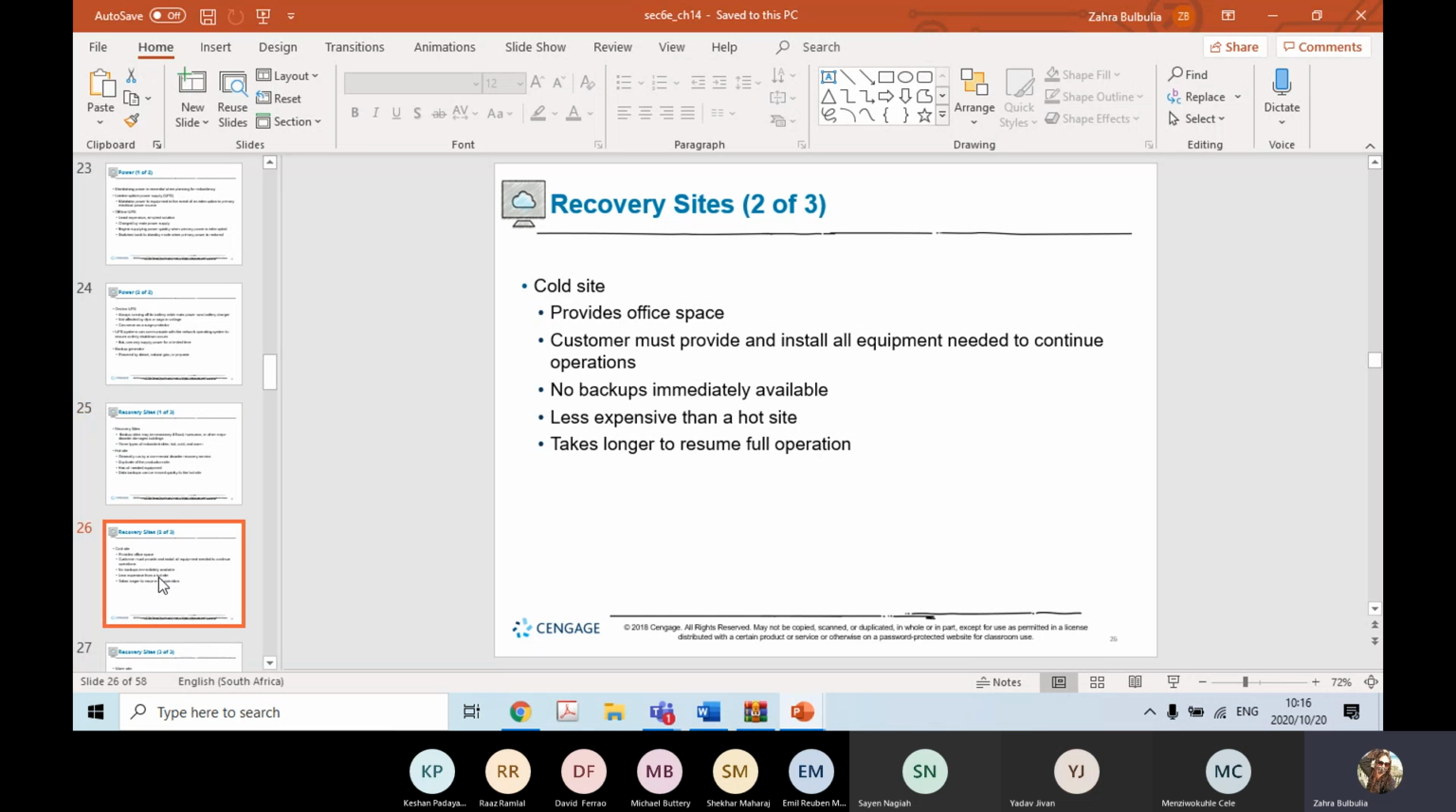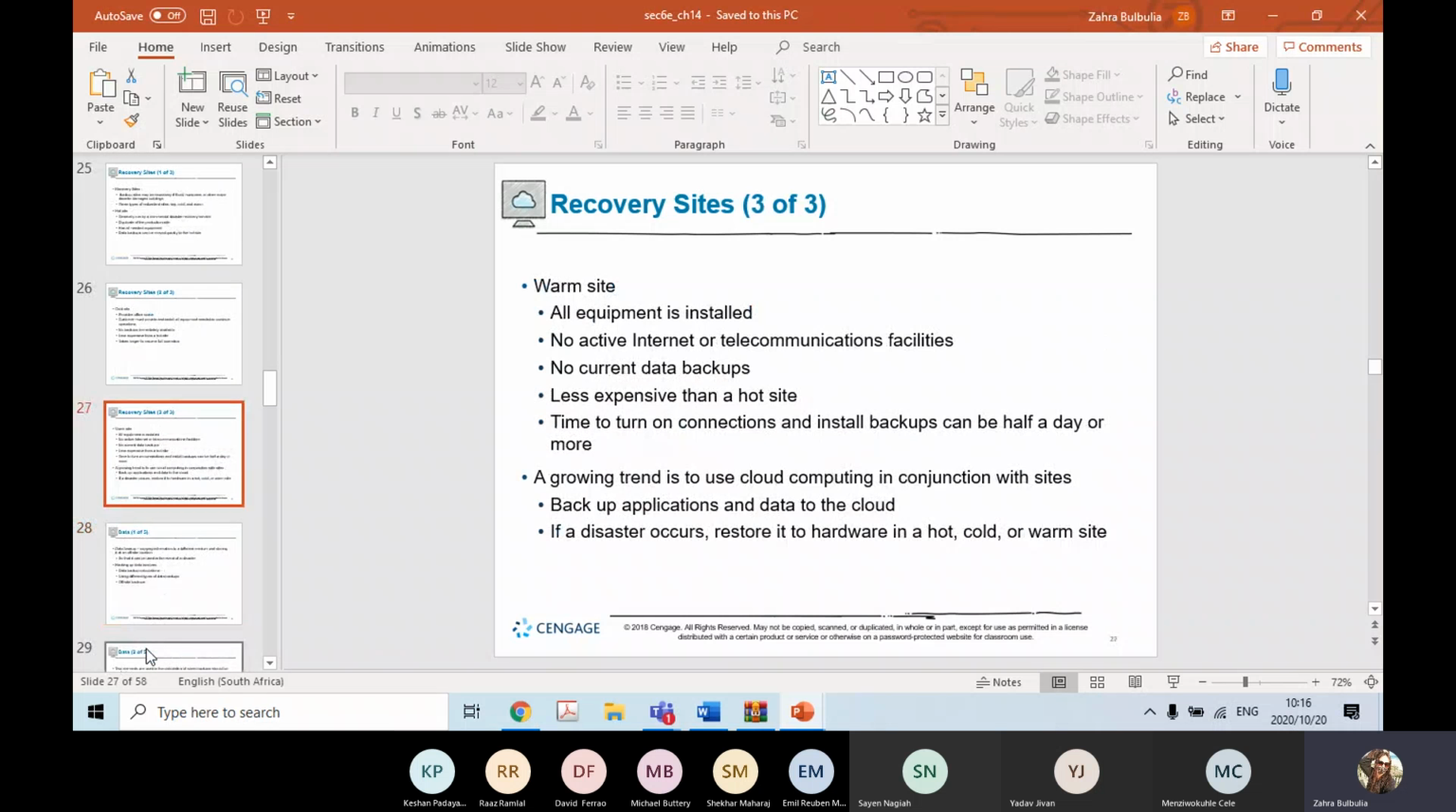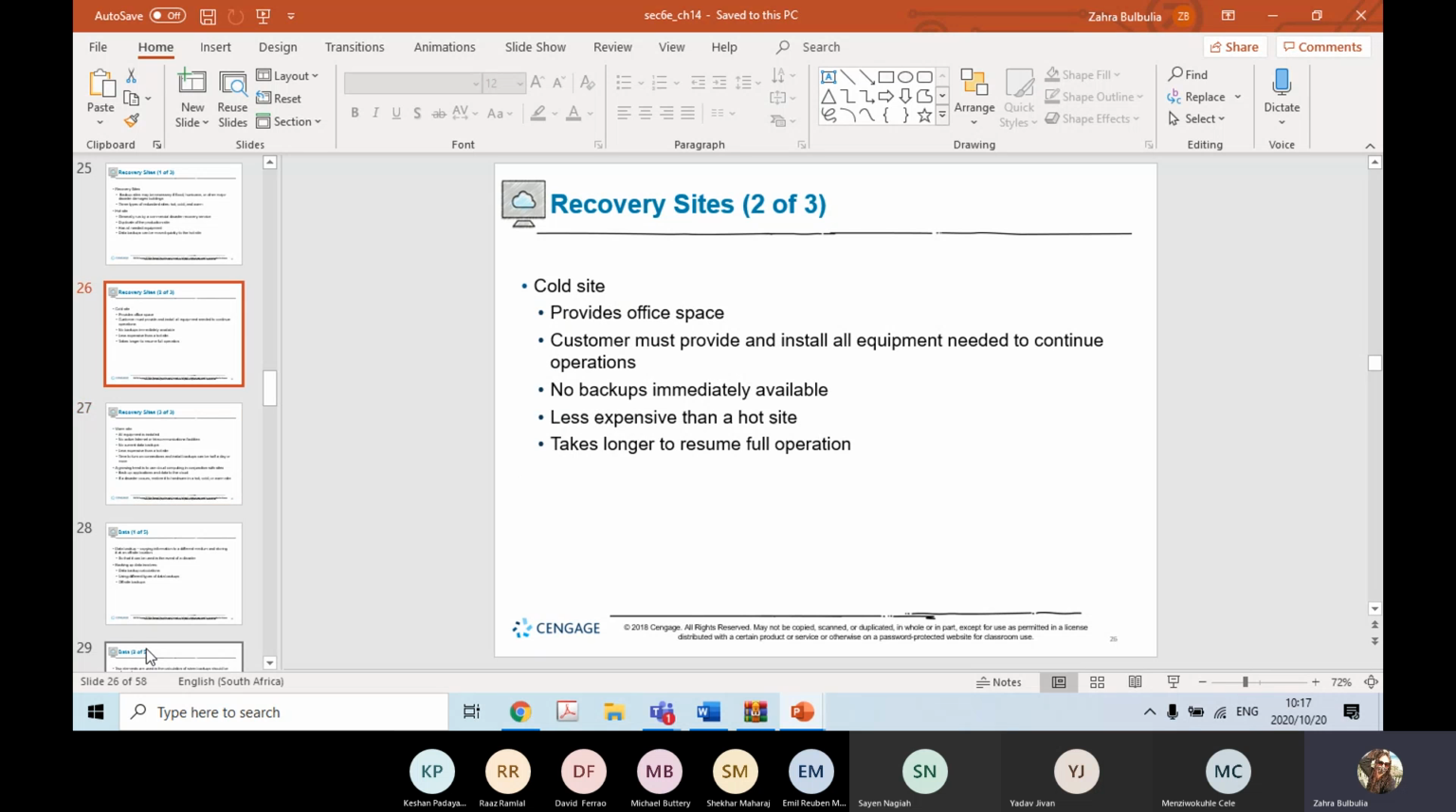Your cold site provides you with the office space, but there's no backups that are immediately available. It takes longer to resume full operation because you need to still install equipment to continue operations. So of course, it takes a lot longer, okay? So that's our cold sites. And our warm site, the equipment is installed, but there's no active internet or telecommunication facilities, no current backups. It's less expensive than a hot site, and time to turn on connections and install backups can be half a day or more. So it all works in terms of timing.